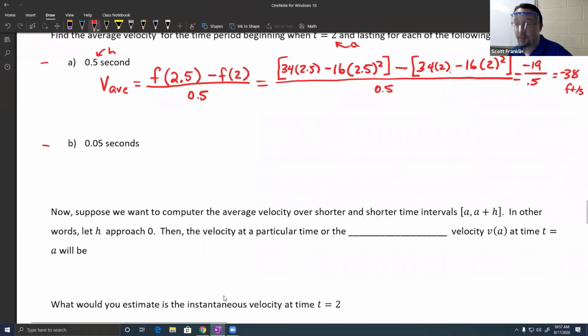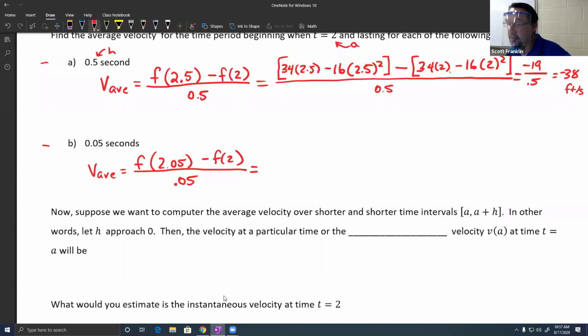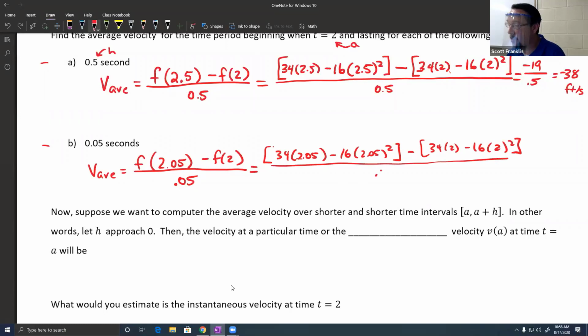Cool. All right. What if we reduce the amount of time that has passed? 0.05. The formula will look very similar, but now instead of being 2 plus 0.5, it's 2 plus 0.05, 2.05, still minus the starting time divided by 0.05. Which you can write all the way out again if you need to. I'll just write it out. 34 times 2.05 minus 16 times 2.05 squared minus 34 times 2 minus 16 times 2 squared, divided by 0.05 now.